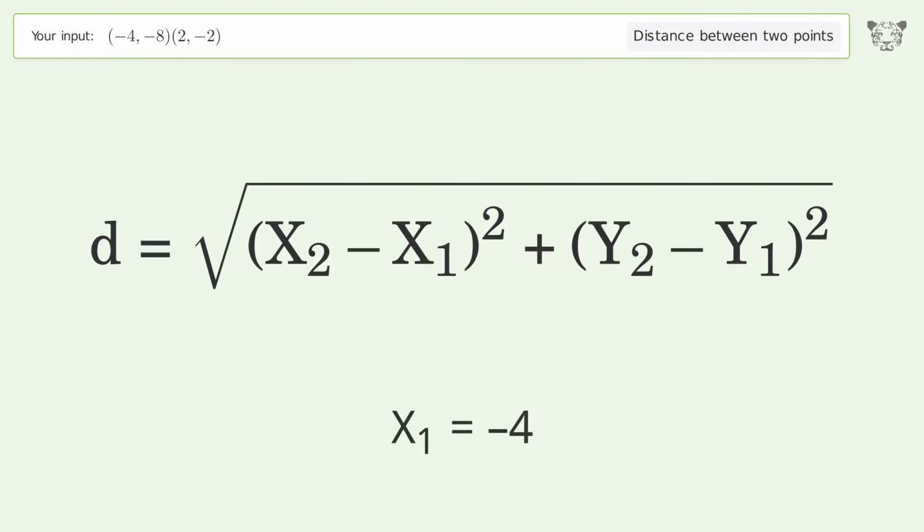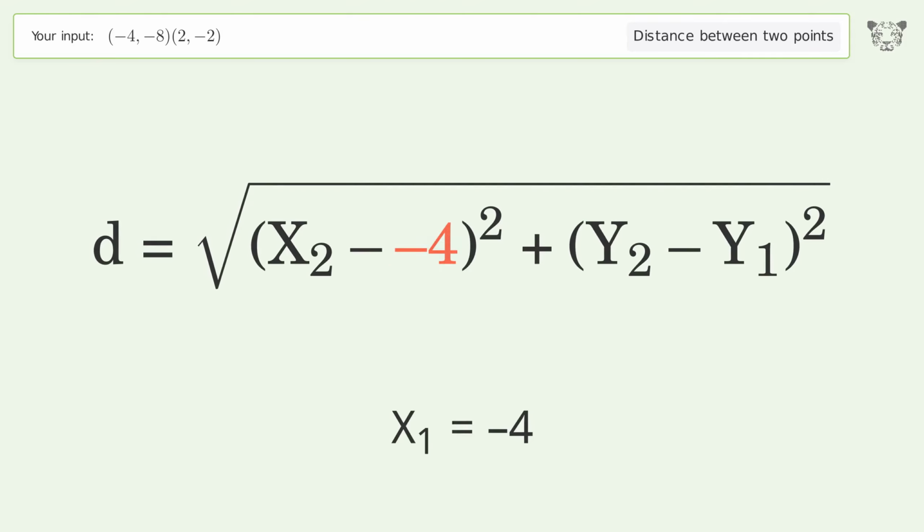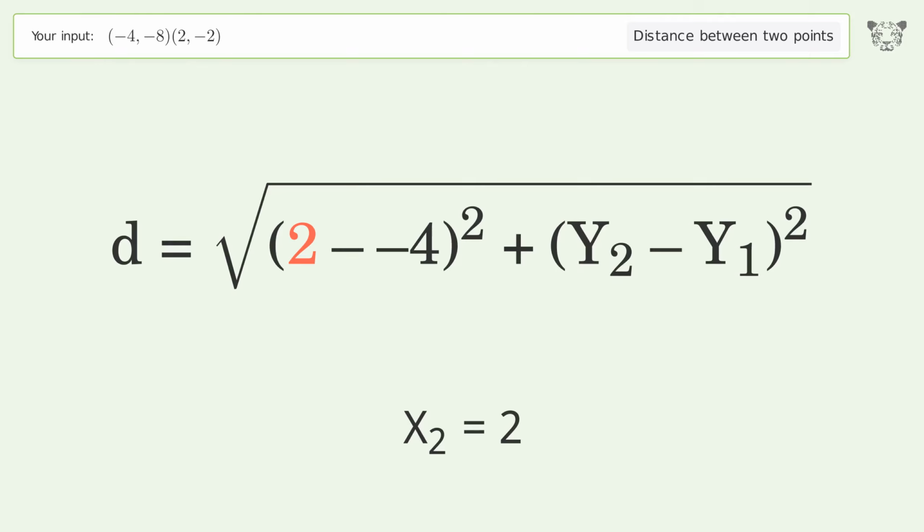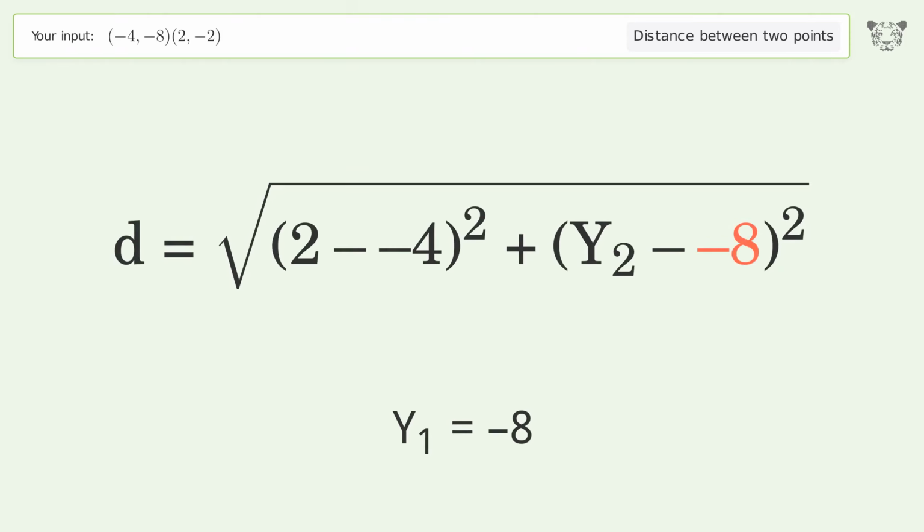x1 equals -4. x2 equals 2. y1 equals -8. y2 equals -2.